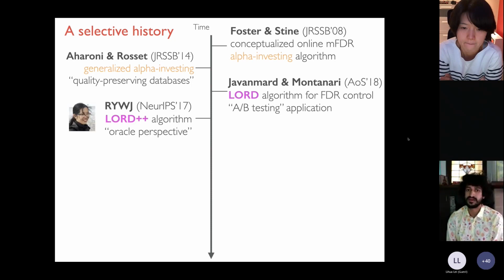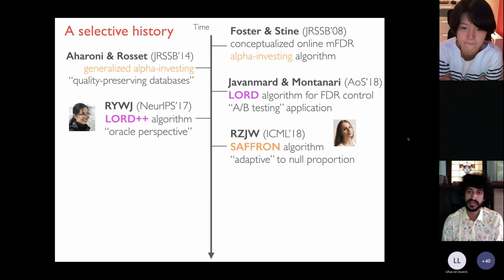Soon after, it was realized that LORD can be improved to LORD++ for free. Essentially, you can get strictly higher power than LORD by a small improvement. So that algorithm was called LORD++. But more than that, it introduced a different perspective on how to design algorithms, and that's what I'm calling the Oracle perspective on designing algorithms. Then that new perspective on designing algorithms led to the creation of new algorithms.